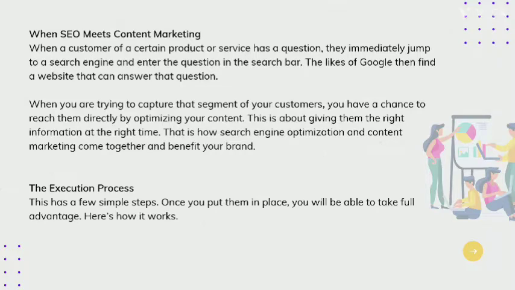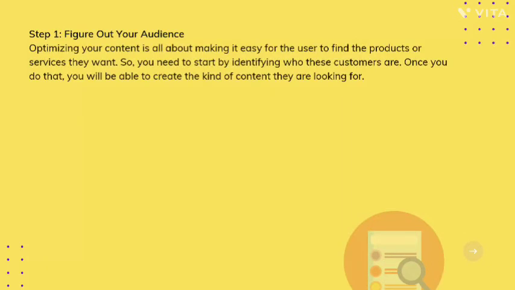Here's how it works. Step 1. Figure out your audience. Optimizing your content is all about making it easy for the user to find the products or services they want. So, you need to start by identifying who these customers are. Once you do that, you will be able to create the kind of content they are looking for.